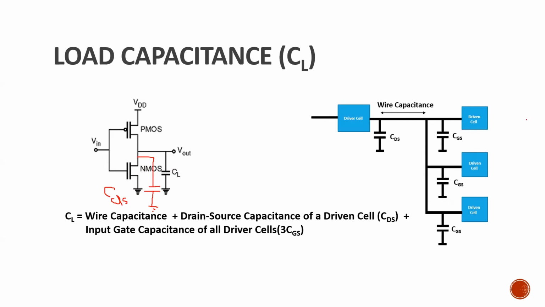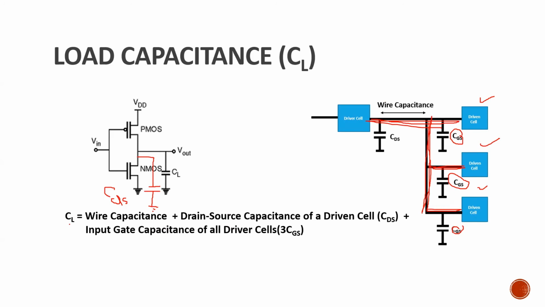Similarly, all these driven cells have their gate to source capacitance, CGS, as well. And guys, see this net. This net has some resistance, right? Like the virtual resistances and capacitances. If you take that net capacitance, that wire capacitance, you can see here. So that is the CL.